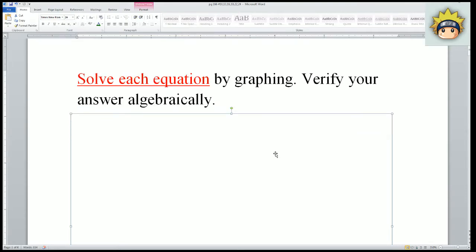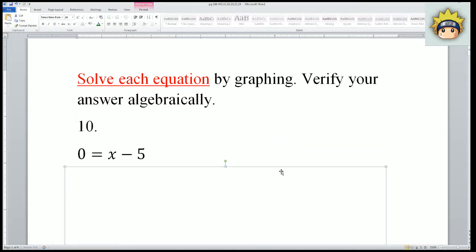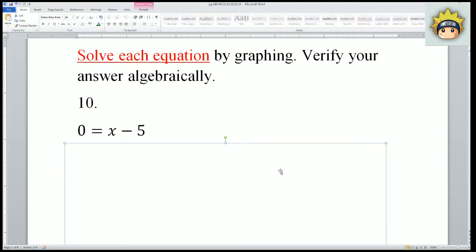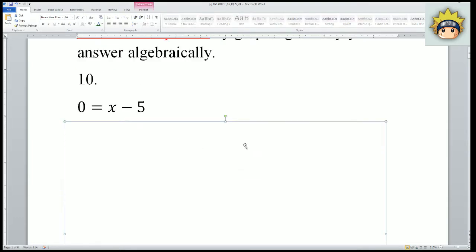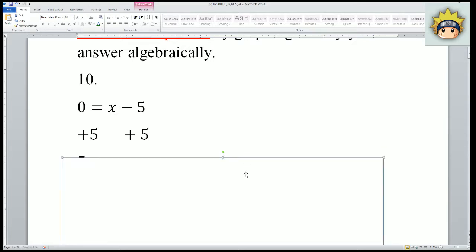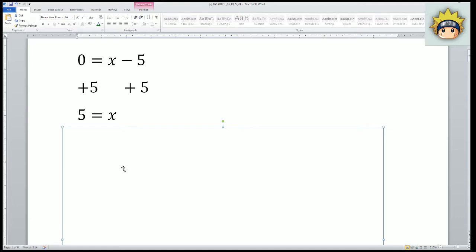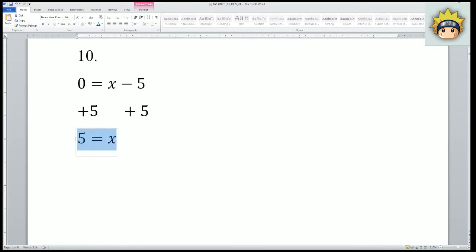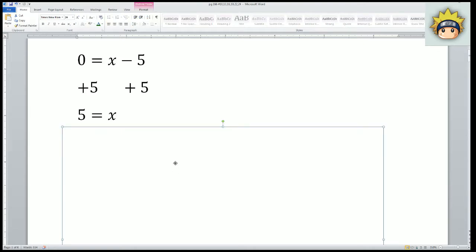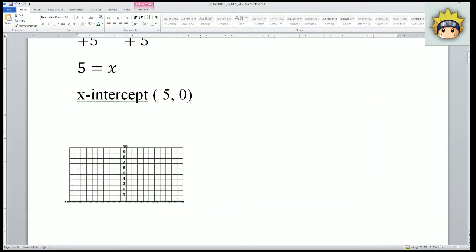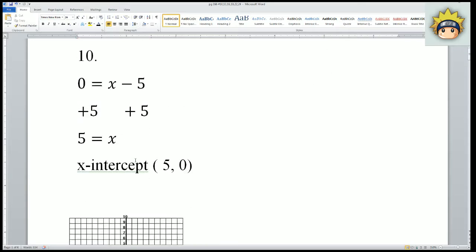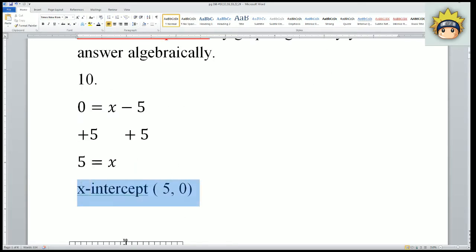So first you have number 10: 0 equals x minus 5. First of all, we want to solve it. To solve it, we have to get the variable alone, and we know to do that we have to do the inverse. So the inverse of minus 5 is add 5. Make sure you do that to both sides. Then you have x equals 5. So once you have x equals 5, you can sort of graph it, right? So the x-intercept here is (5, 0).